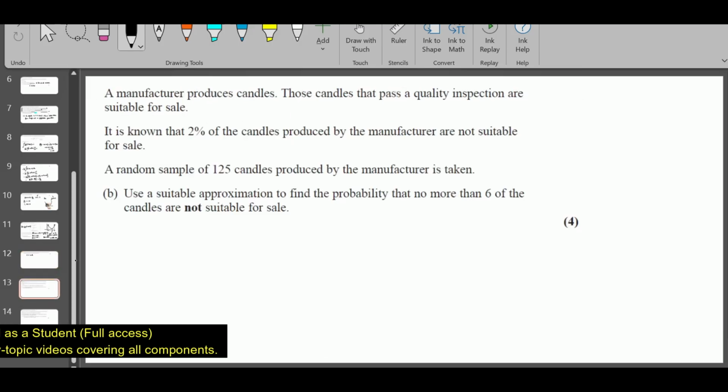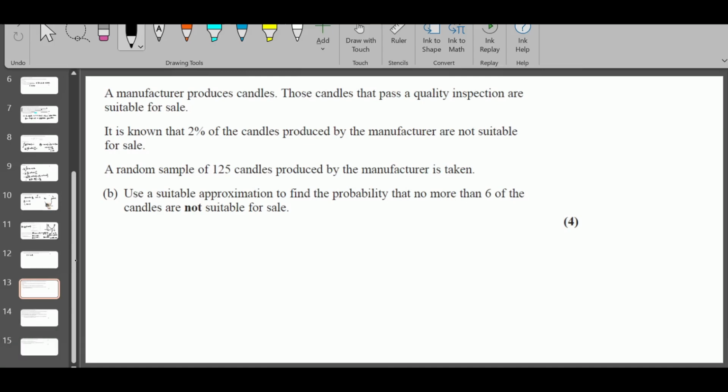Part B, a 4 mark question. A manufacturer produces candles. Those candles that pass a quality inspection are suitable for sale. It is known that 2% of the candles produced by the manufacturer are not suitable for sale. A random sample of 125 candles is taken. Use a suitable approximation to find the probability that no more than 6 of them are not suitable for sale.